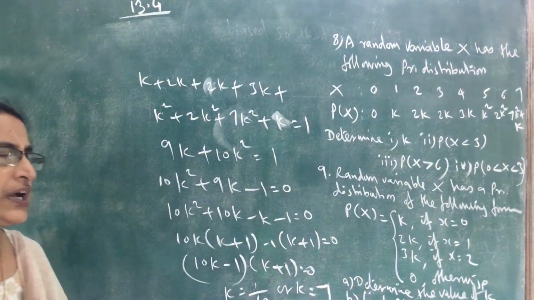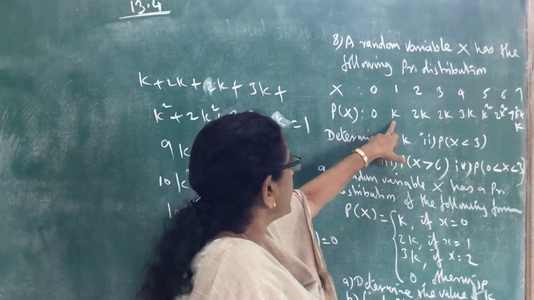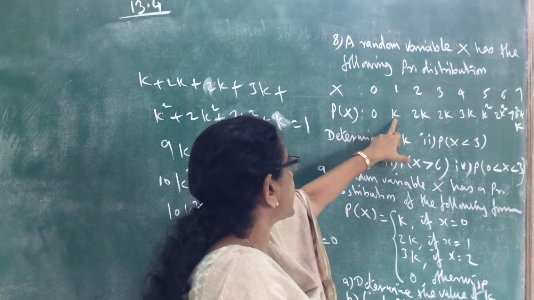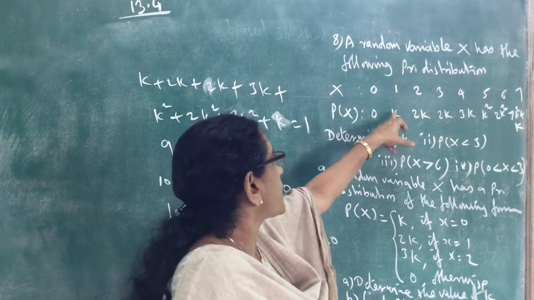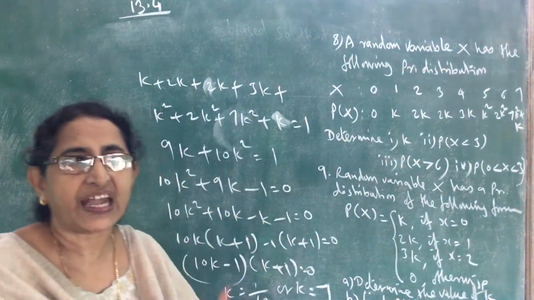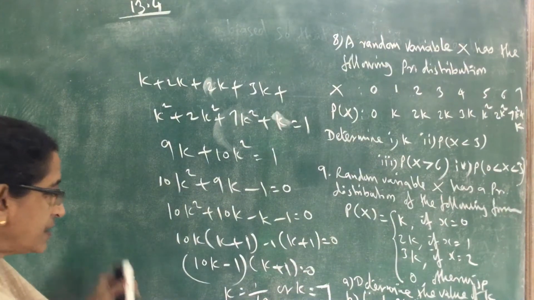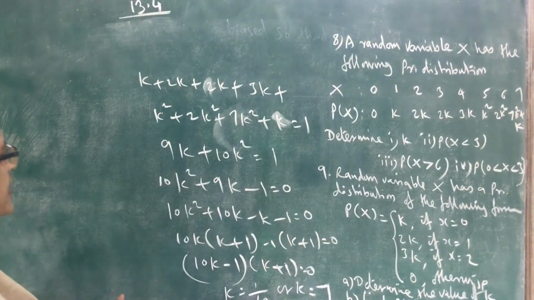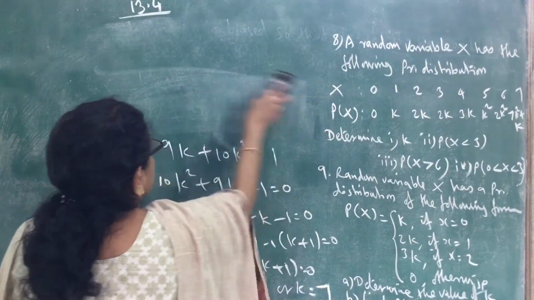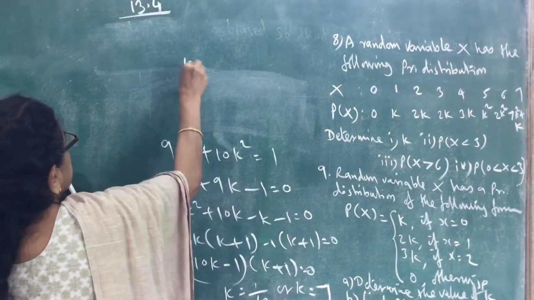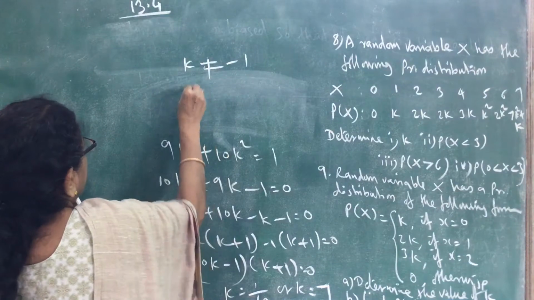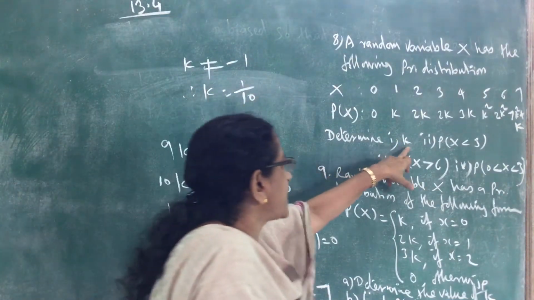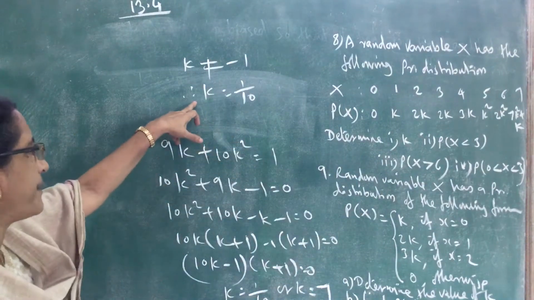But we know here that k equal to minus 1 is not possible, because the probability that x equal to 1 is k, that is minus 1. Probability will not be negative. So k equal to negative 1 we cannot take. So k is not equal to minus 1. Therefore k equal to 1 by 10. So the first question was to find k, and we got k equal to 1 by 10.